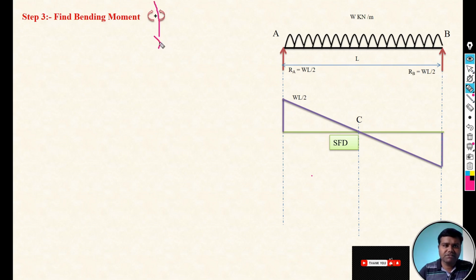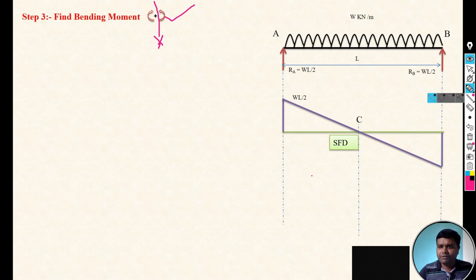Already we have discussed the sign convention. The sagging sign convention is what? If you take the section, if the moment on the left of that particular section is clockwise, then that moment we are going to consider as positive. We discussed the sign convention in the last few videos.